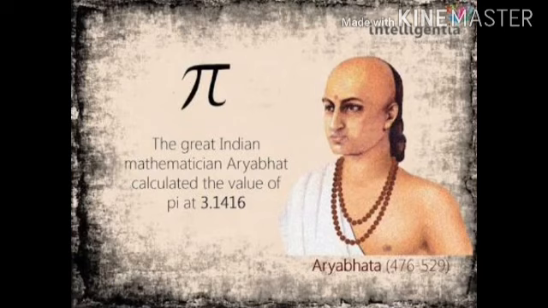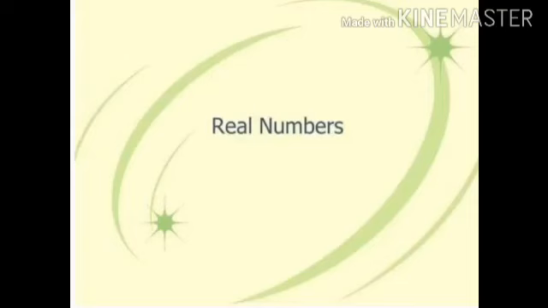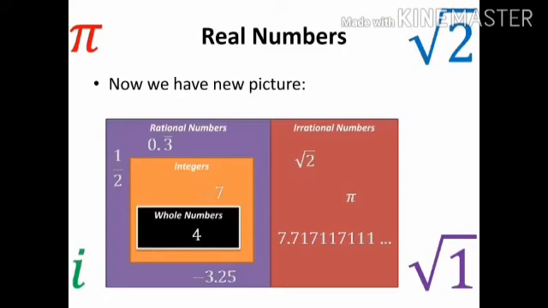Using high-speed computers and advanced algorithms, pi has been computed to over 1.24 trillion decimal places. The decimal expansion of pi is non-terminating, non-recurring. So, pi is an irrational number. We often take 22 by 7 as an approximate value of pi, but pi is not equal to 22 by 7. The collection of rational numbers and irrational numbers is called real numbers. The set of real numbers is denoted by capital R.